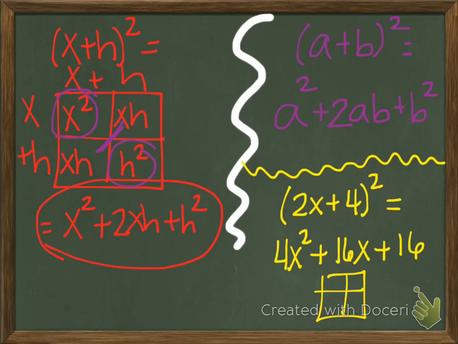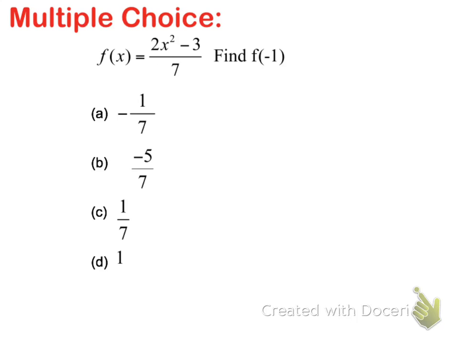All right. Moving ahead, I'm going to give you a multiple choice question. So why don't you take a minute here. You're going to find f of -1. And when you're done with that, that answer will go onto your Google form.